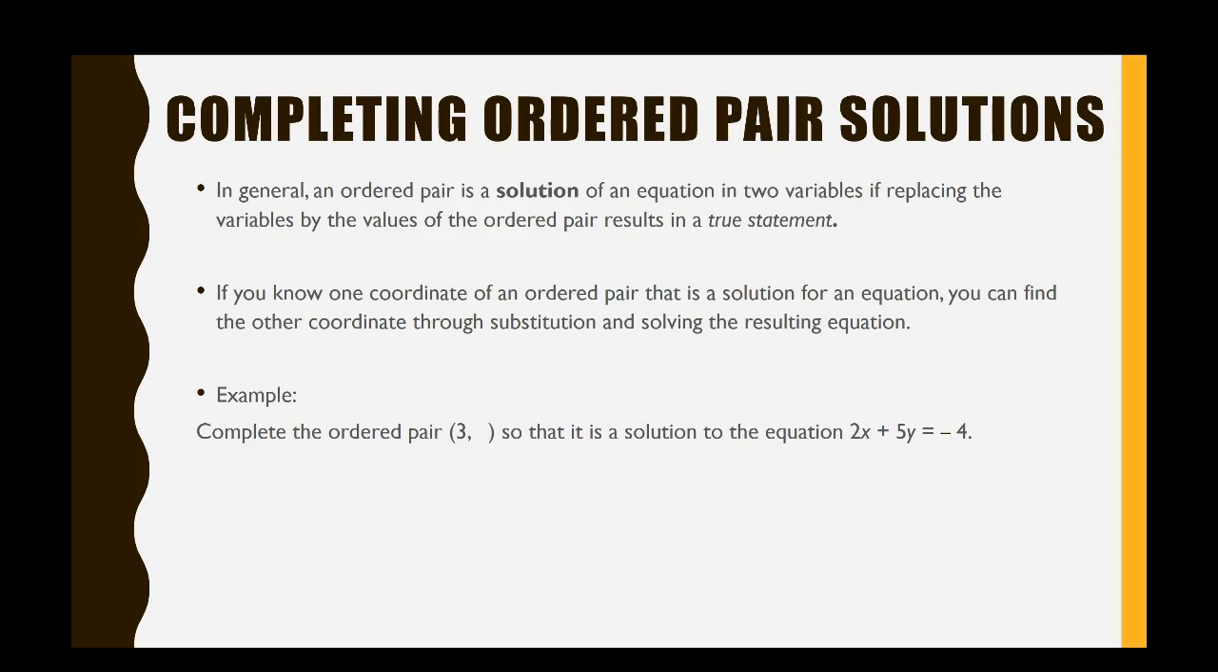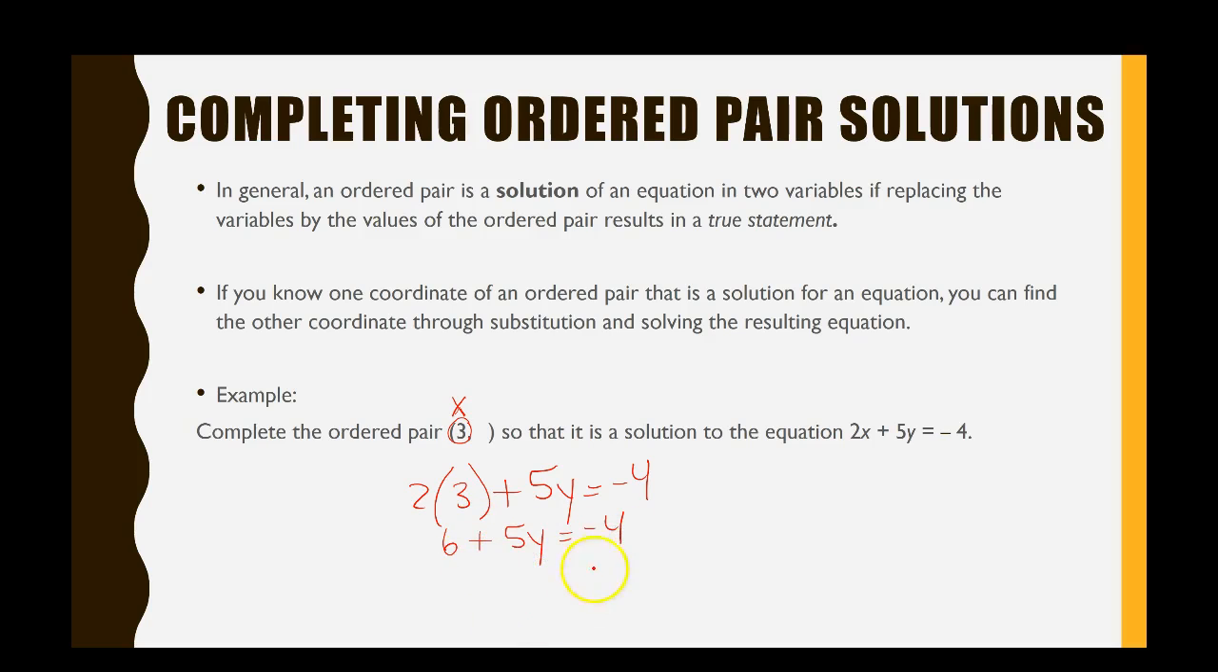So let's look at an example. It says complete the ordered pair 3, blank, so that it is a solution to the equation 2x + 5y = -4. We're going to take this 3 and plug it in for the appropriate variable. In this ordered pair, it comes first, so that's the x value. So take the 3 and plug it in for the x in that equation. That gives me 6 + 5y = -4.